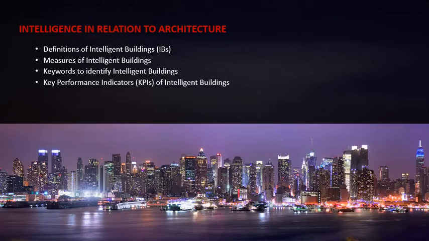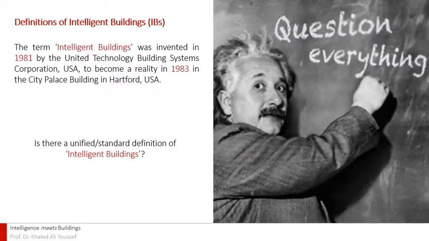Now, it is time to talk about intelligence in relation to architecture. Here, I will introduce some definitions of intelligent buildings, how to measure intelligence in relation to architecture, the keywords to identify intelligent buildings, and finally, the key performance indicators or the KPIs of intelligent buildings.